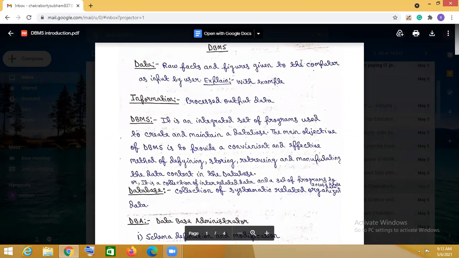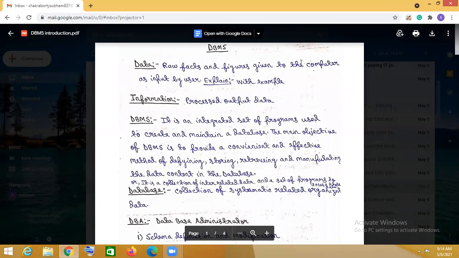So, DBMS is a collection of interrelated data. The data are interrelatedly connected, and it is a collection of that. And it is also a set of programs, a program which can access those interrelatedly connected data. So it is called the DBMS. DBMS means database management system.